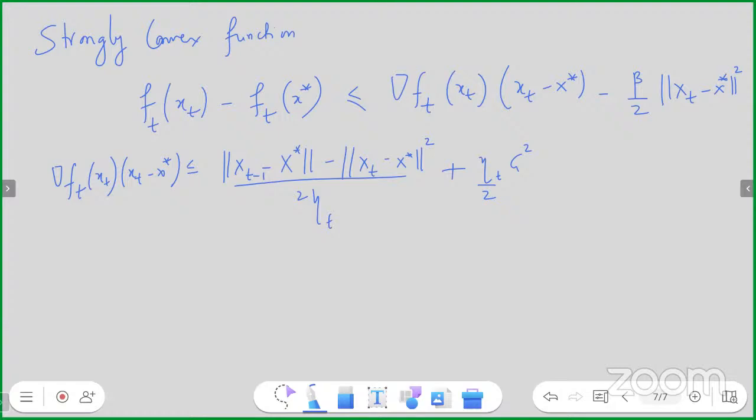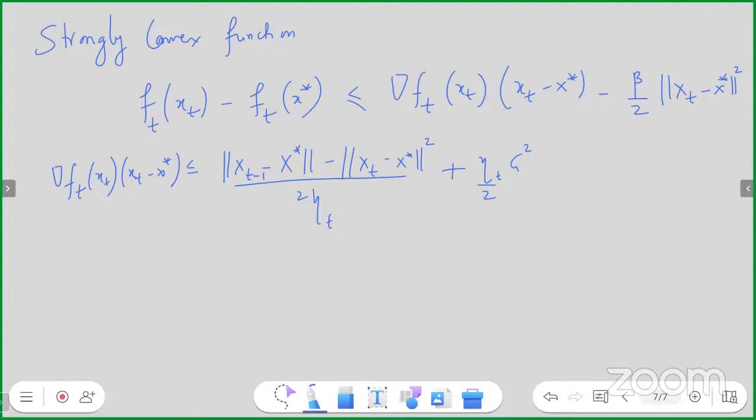When I took the telescopic sum, which terms survived in xt minus 1 minus x star and xt minus x star? The first and the last, really. And only the one with the positive sign actually survives, right? But what is this contribution going to be? The minus thing, that is also true for every t, right? So when I add, this will add as it is. So what choice of eta t can get rid of the first term entirely?